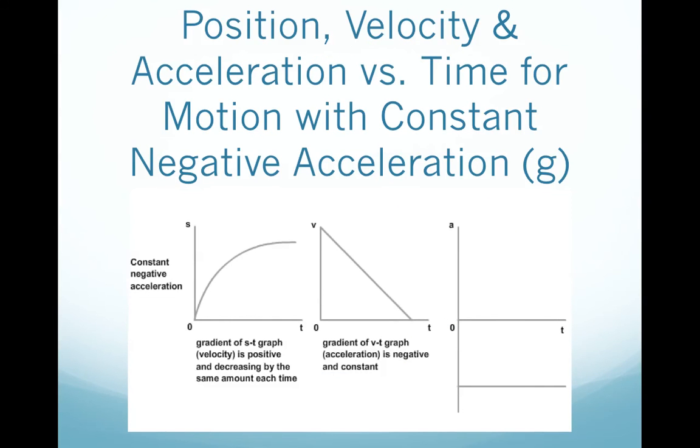This shows position, velocity, and acceleration versus time graphs for motion with constant negative acceleration, or the previous example, free fall motion. The first graph is of position versus time. As you can see, initially, position increases more rapidly over time than further on in time due to the negative acceleration. The second graph is velocity versus time. As you can see, there's a decreasing velocity over time. And the third graph is showing that there is a constant negative acceleration throughout time.